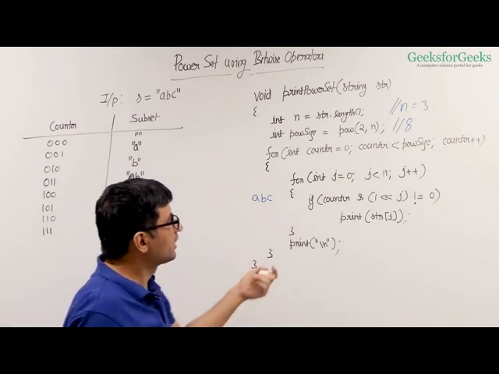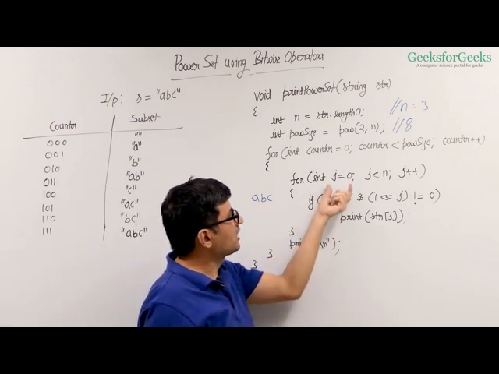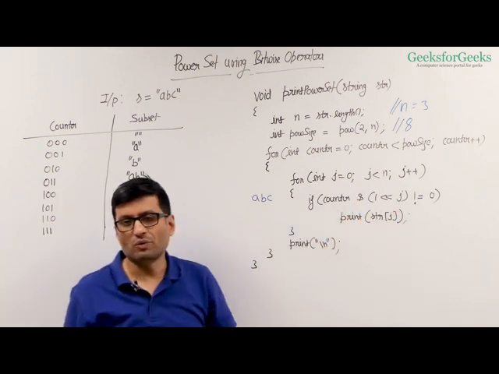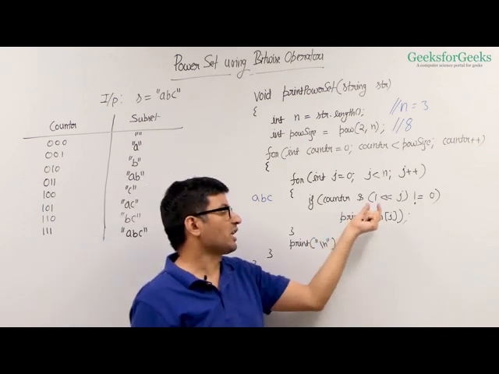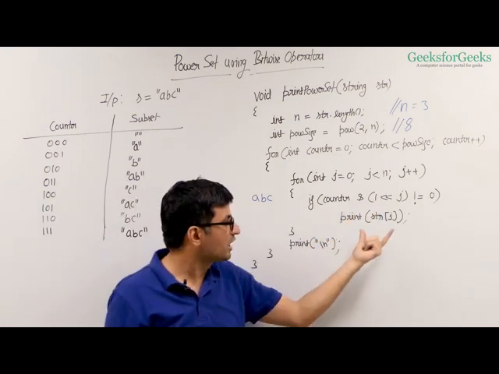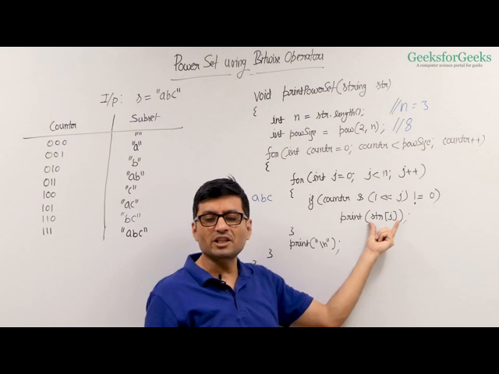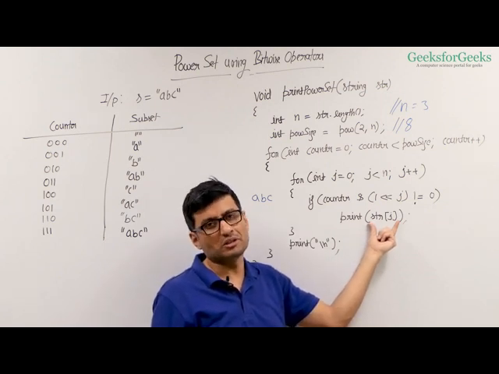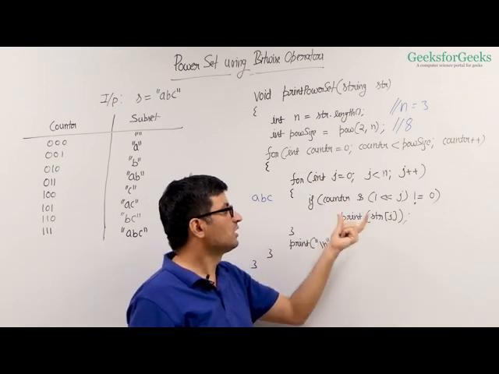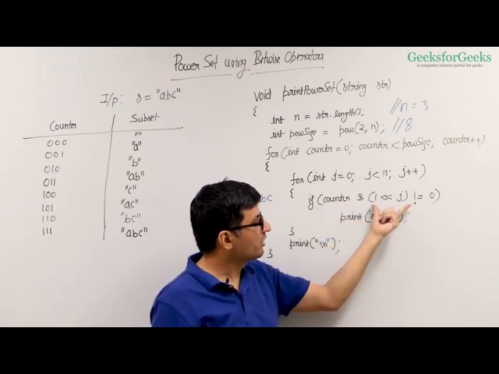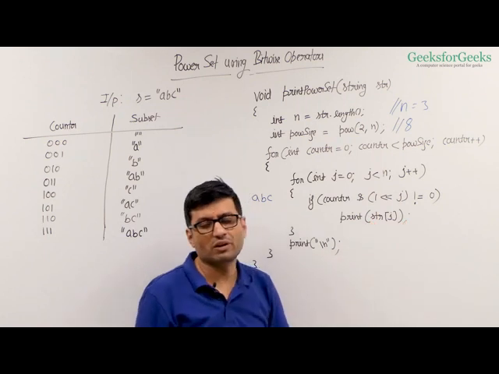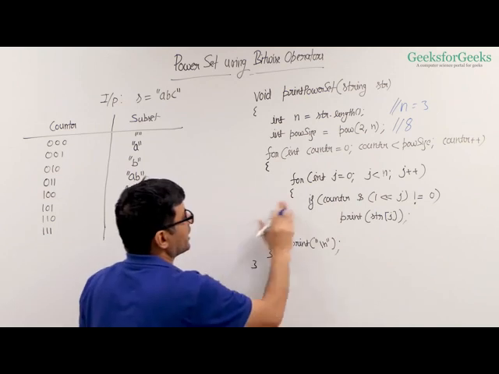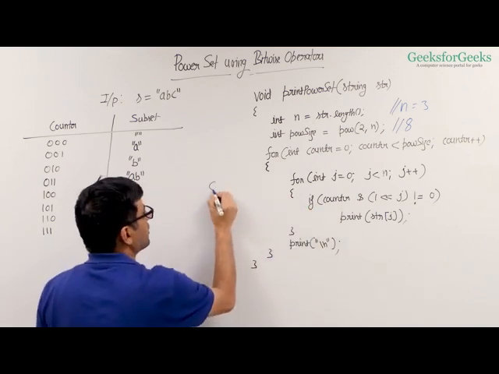So what we do is, for every character, we check if the corresponding bit is set or not. So when j is 0, we are basically checking the last bit, which means we are printing str[0] according to the last bit of our counter. So if the last bit is 0, then we are not going to get the first character of our input string printed. How does this expression work? Let's take a random value of counter. Let's say we have the counter as 3.